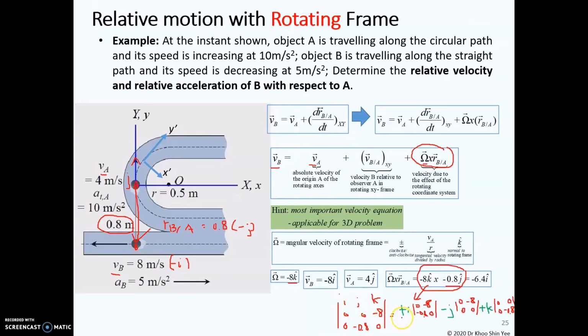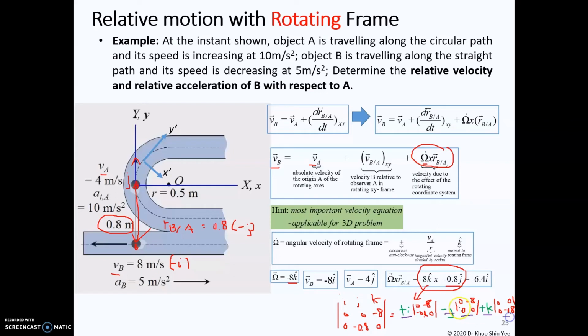Then you should have positive I, negative J, and positive K. So cross the first column, first row, then you obtain 0, negative 8, negative 0.8, and 0 for the determinant. Then cross the column for the J and row here, then you obtain 0, 0, negative 8, 0 for this determinant. Then cross the row and column for K here, then you obtain 0, 0, 0, negative 0.8, which is this component.